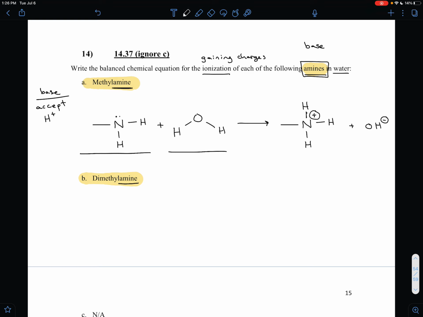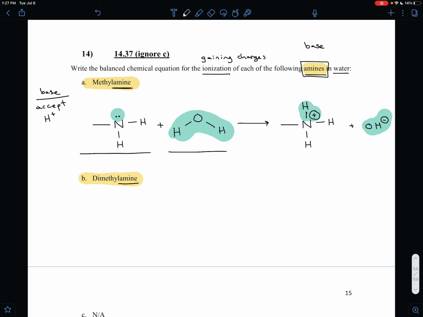So when you put amines in water, let me just show you how this is going to change, and this change is going to be the same no matter what amine you have. That lone pair is going to turn into a bond with a hydrogen and a plus charge, and water will always turn into OH minus. So that's going to be the same no matter what the amine is.